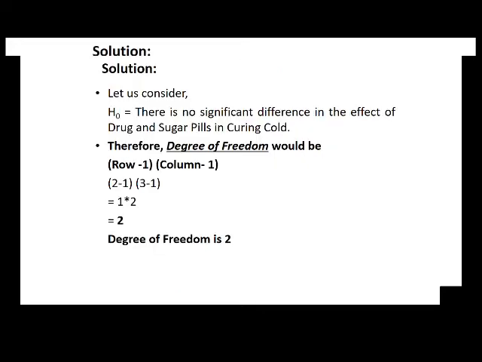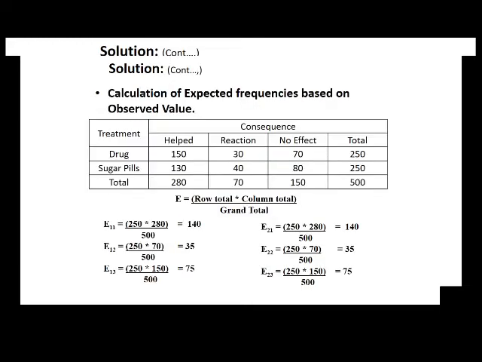While calculating, let us consider H0: there is no significant difference in the effects of the drug and sugar pills in curing the cold. The degrees of freedom would be row minus 1 into column minus 1, that is 2 minus 1 and 3 minus 1, 1 into 2, so the degrees of freedom is 2.